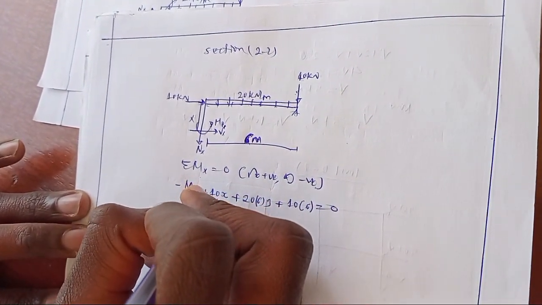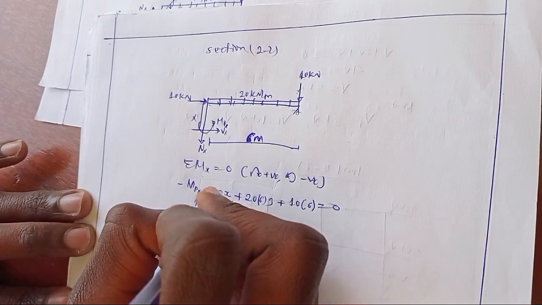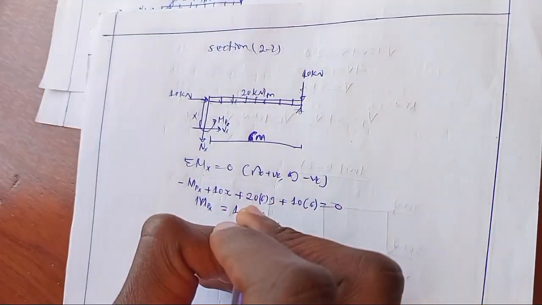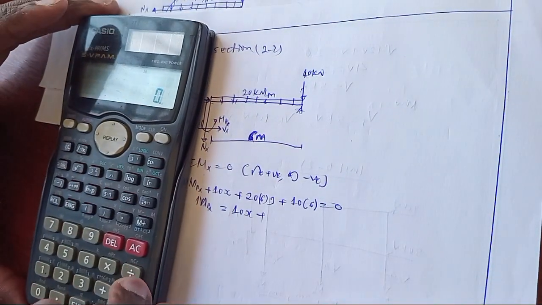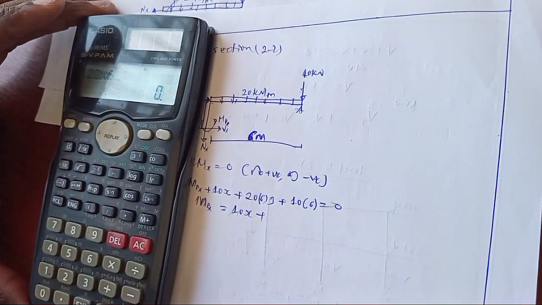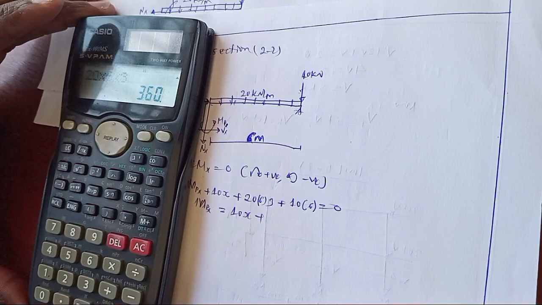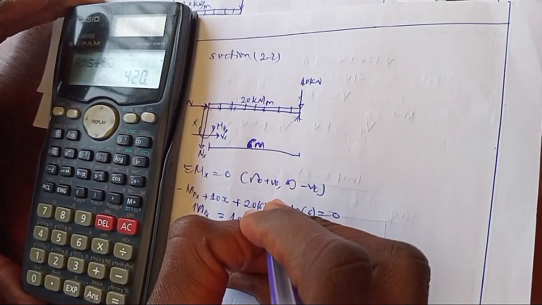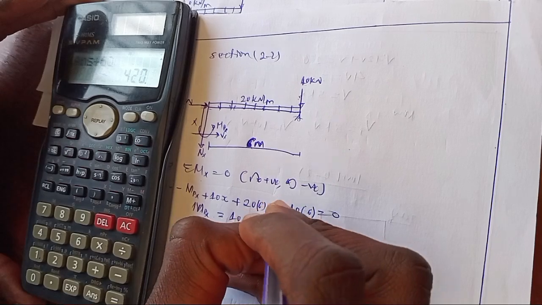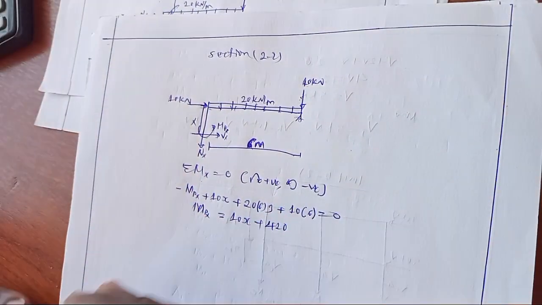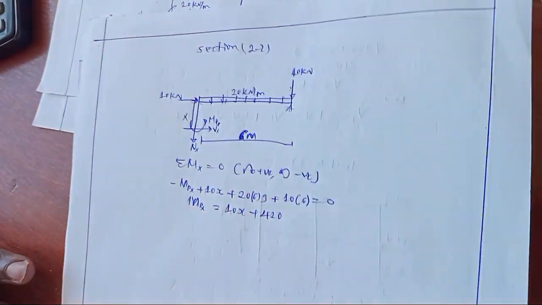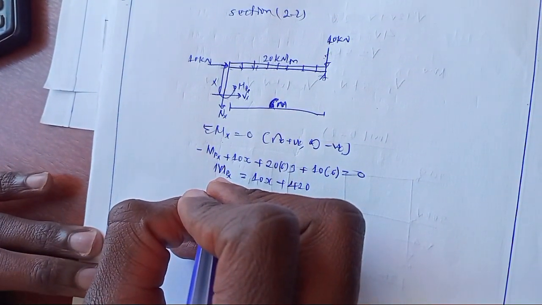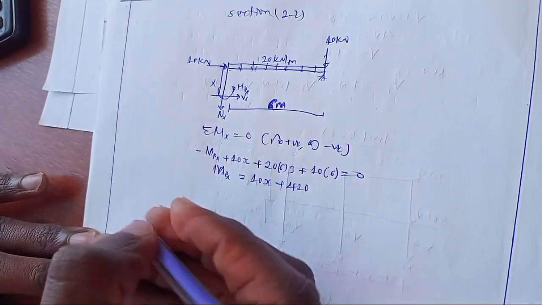Moment due to applied load at point x will be equal to 10x plus 420. This is the moment due to applied load at this point.